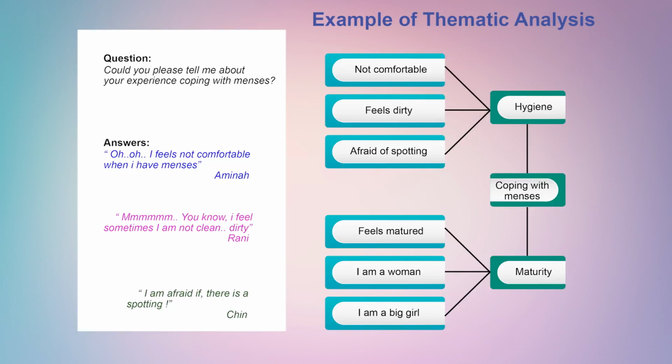NVivo, for example, may help you to create the boxes and circles. Let's say you ask the respondent, "Could you please tell me about your experience coping with menses?" These are a few examples of their answers. From these answers, you have to code your responses. For example, the codes are hygiene when they say about not being comfortable, feeling dirty or afraid of staining, and maturity if they said something related to maturity.